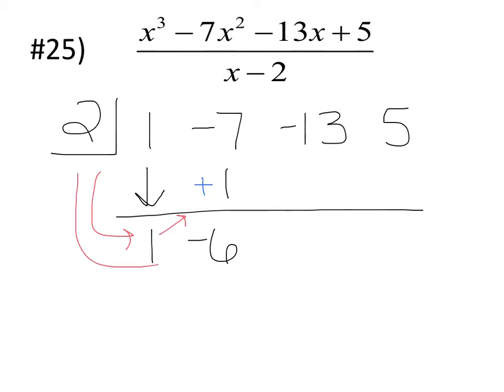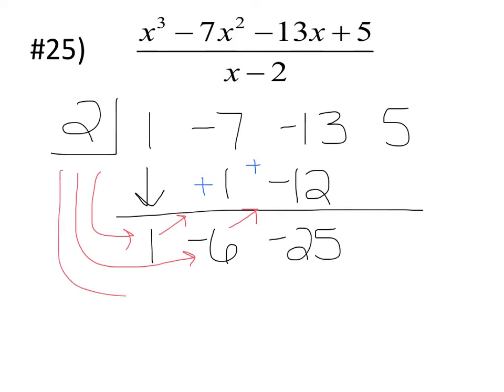Then we multiply again. 2 times negative 6 is negative 12. That goes right here. And then you add. So negative 13 plus negative 12 is the same as negative 13 minus 12. So negative 13 minus 12 is negative 25. Then you multiply again. 2 times negative 25 is negative 50. That goes here. And then you add again. But again, adding a negative is the same as subtracting. So 5 minus 50 is negative 45.